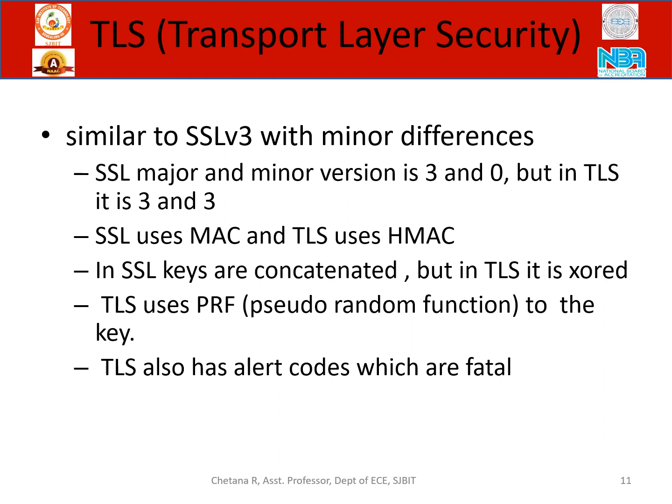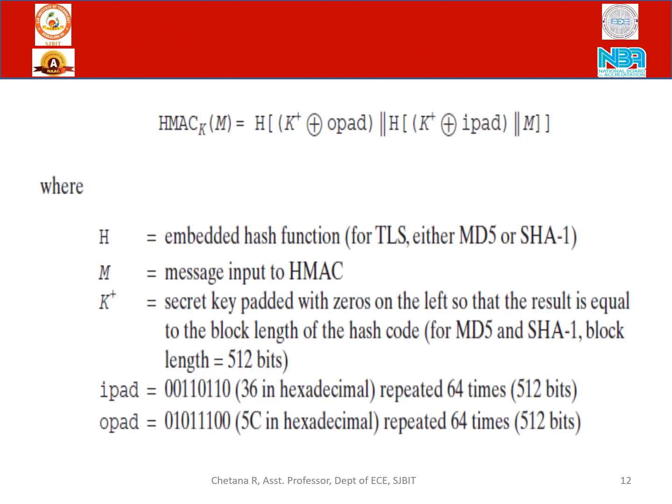And TLS also has alert codes, but here there are no warnings. The codes are fatal, whereas in SSL the codes were fatal and warning. So this is the HMAC. In order to have your message authenticated, this is the function which is involved. The hash function is involved with respect to the key K, the actual key which has to be considered. The key is XORed with opad, the outer padding.